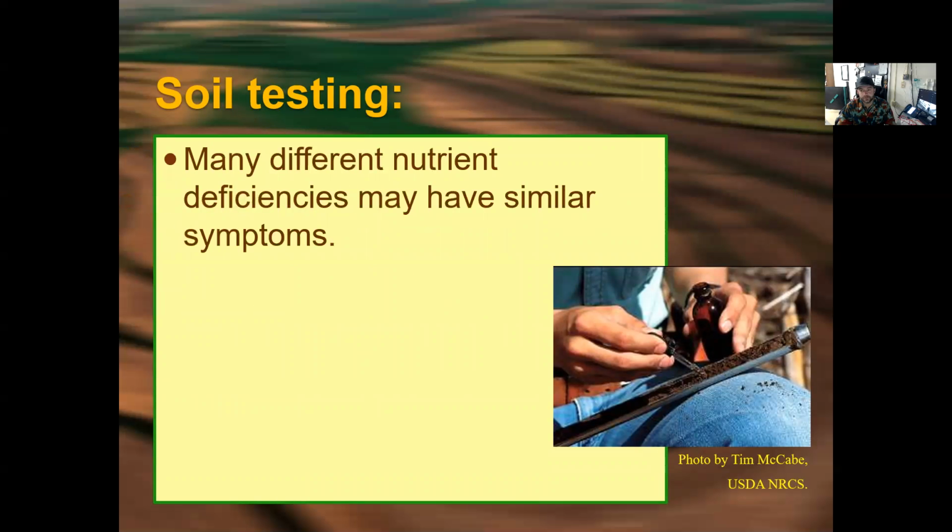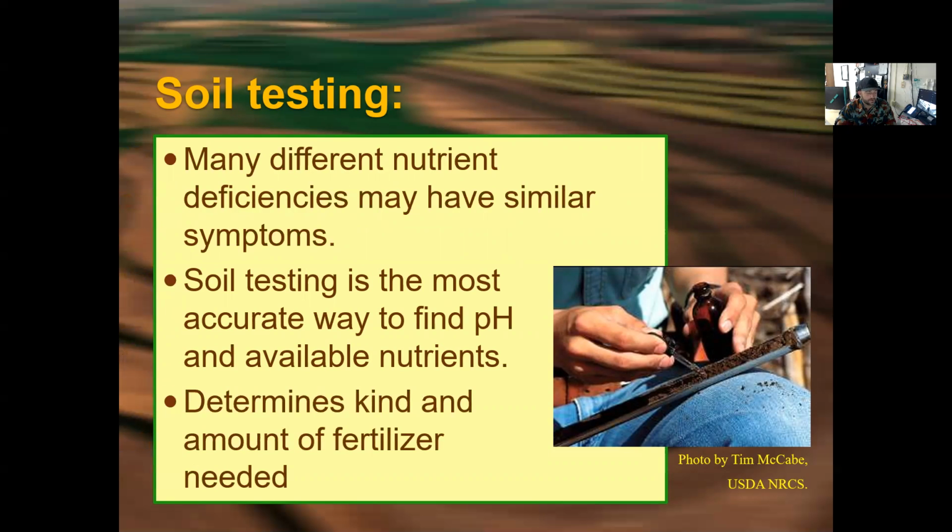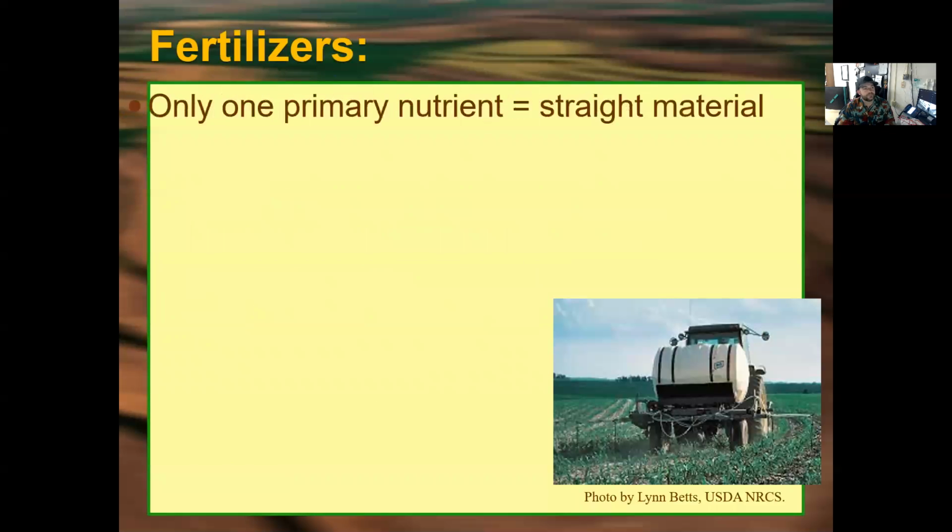So soil testing, which we'll be doing in here. Many different nutrient deficiencies may have similar symptoms. Soil testing is the most accurate way to find pH and available nutrients, which we do a lot of pH testing in here utilizing the variety of soils that we have. Determines kind and amount of fertilizer needed.